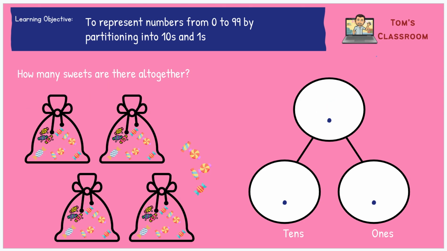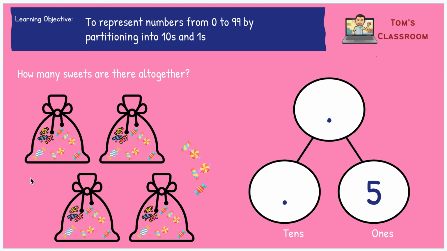So this is the same concept, but with bags of sweets. Each bag has 10 sweets inside. So we know that one bag represents one group of 10. But we've got some on the outside here, so let's count these up and put these into our ones, because these are individual ones, little ones on their own, not enough to make a group of 10. 1, 2, 3, 4, 5. So we've got 5 ones.